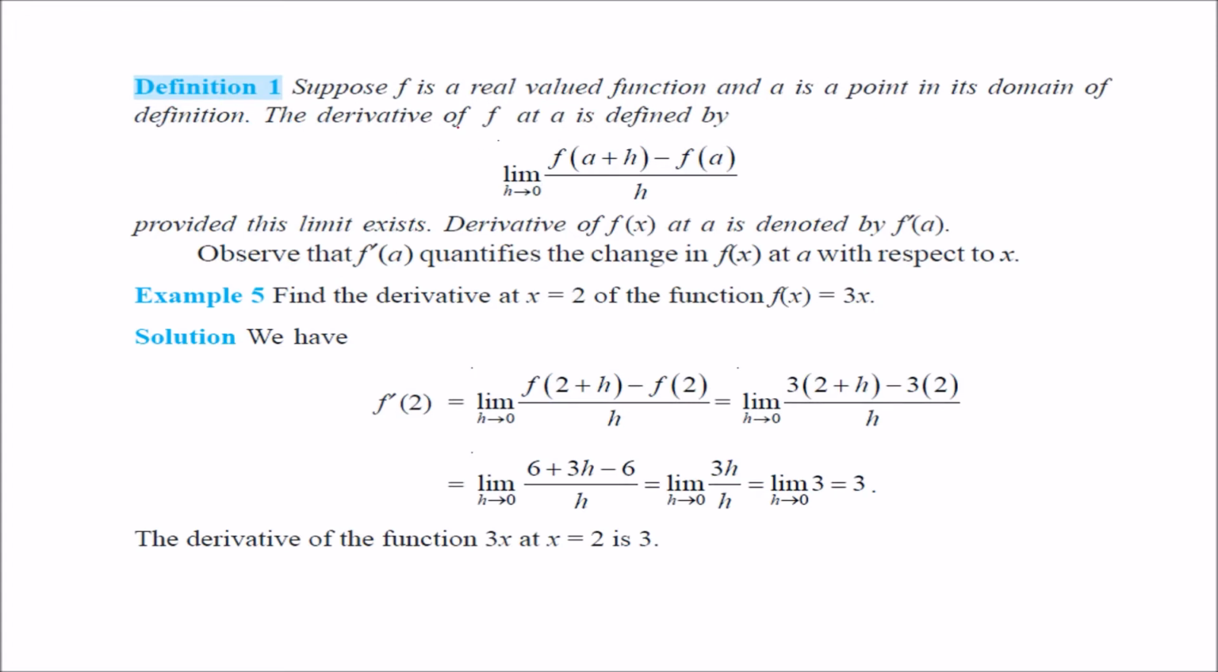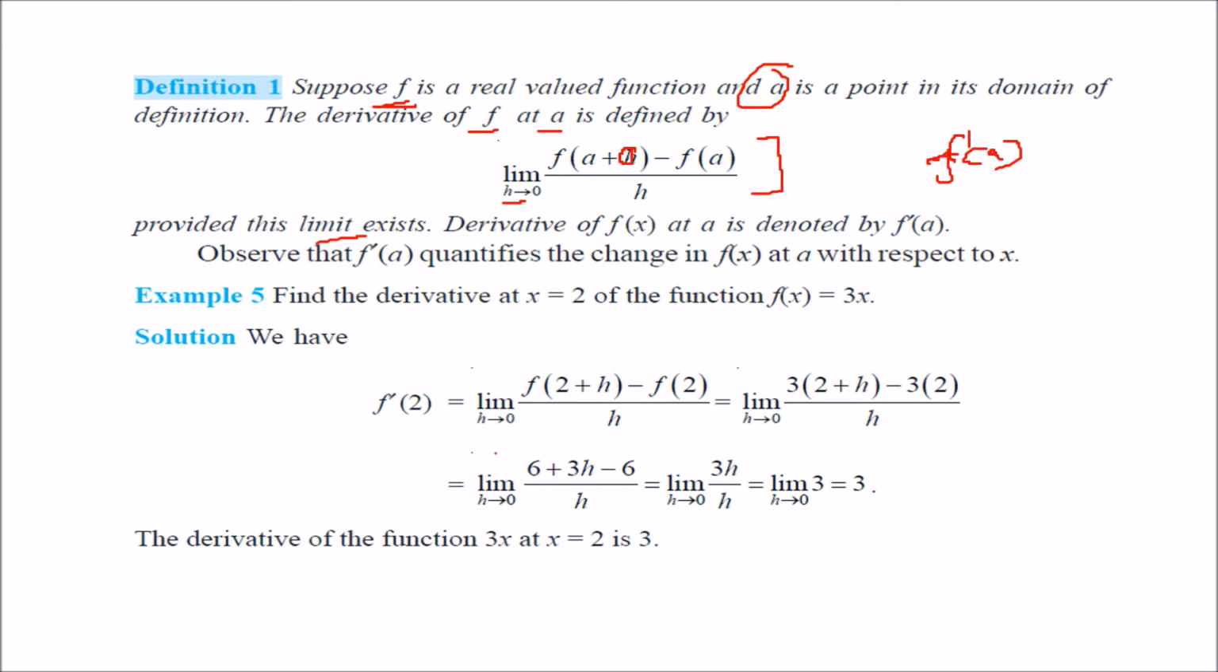The real definition of any derivative is this. What this means is that if f is a real valued function and a is any point in the domain of this function, the derivative of f at a is given by limit h tends to 0 of f(a plus h) minus f(a), divided by h. This is only possible when the limit exists. So the derivative of f(x) will be known. This is f dash a.